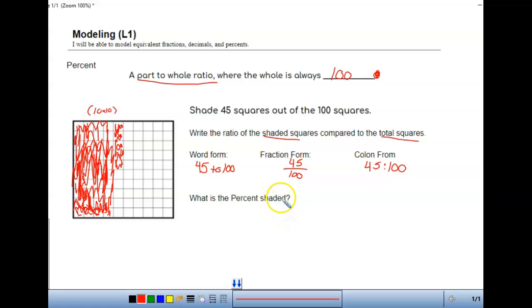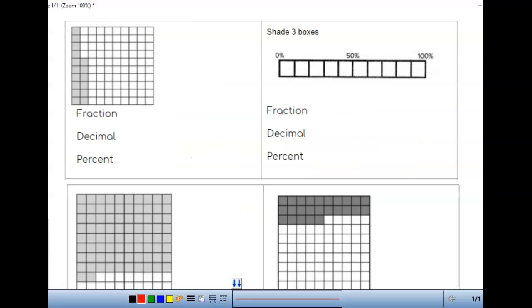What percent shaded? Okay, so since it's always out of 100, we're looking for that number that goes with the 100. So it's going to be 45, and instead of writing out of 100 or to 100, we're just going to put a percent sign, and that percent sign basically means to 100. Okay? So that's why we don't have to write it all out, is because we put the percent sign.